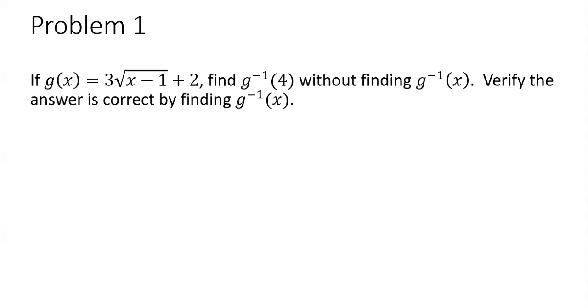Okay, problem number one. If g of x is 3 times square root of x minus 1, plus 2, find g inverse of 4 without finding g inverse of x. Verify the answer is correct by finding g inverse of x. So this doesn't have anything to do with derivatives yet. So let's go through this first. Hopefully you tried it first on your own.